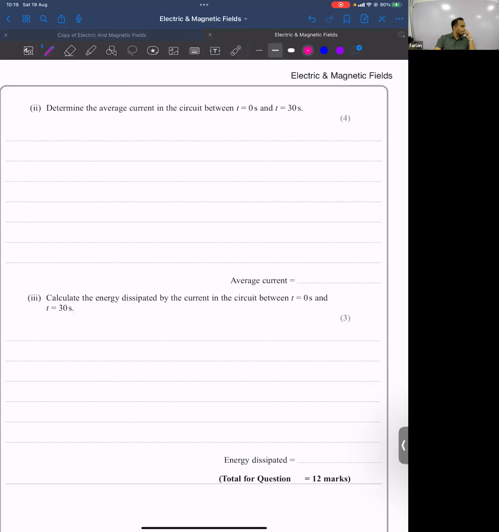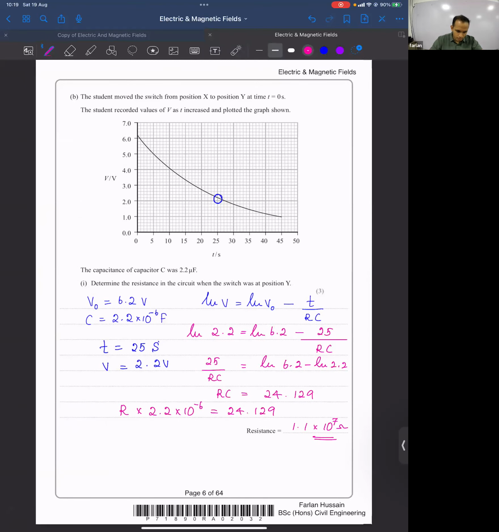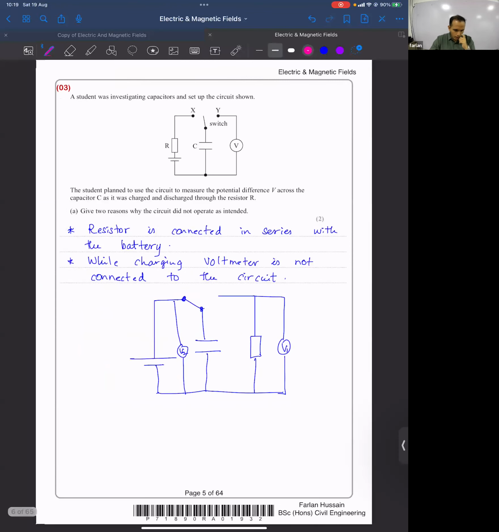Yes or no? Current is the charge released over time taken, right? Charge over time. So if you know how much charge is released from the capacitor in the 30 seconds, then you can find the average current. Current equals charge over time. For the marker, there will be a little bit of work. Do it. I have told you the steps. Give it a try.